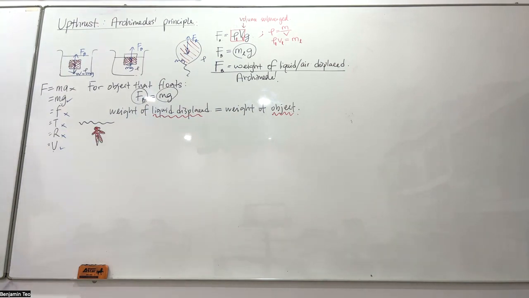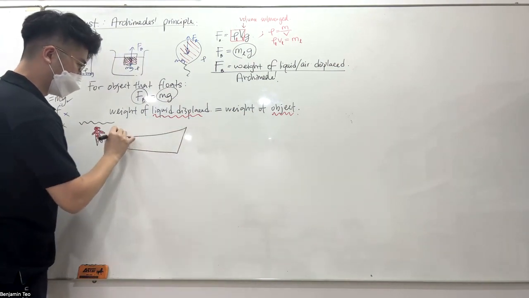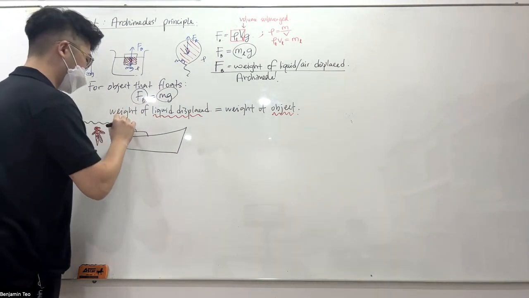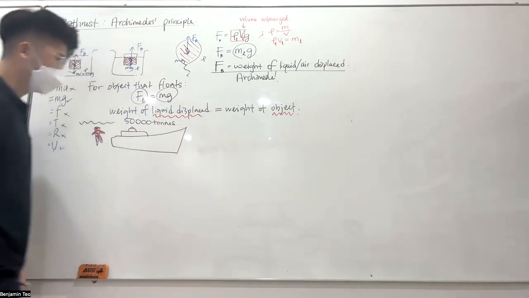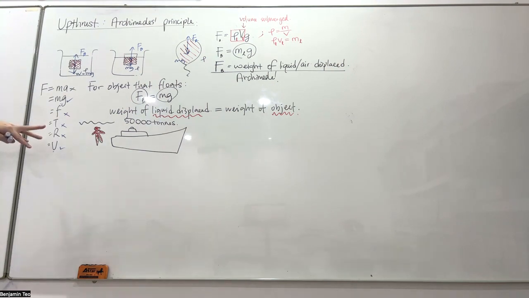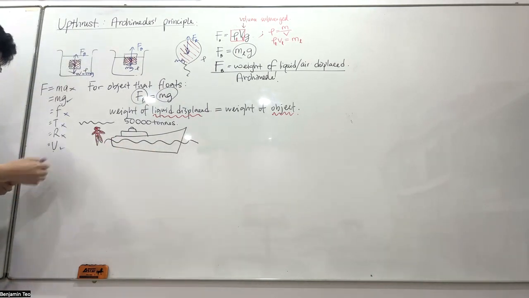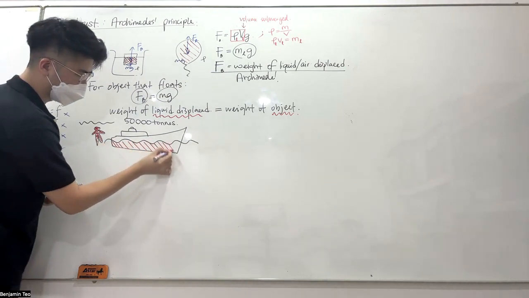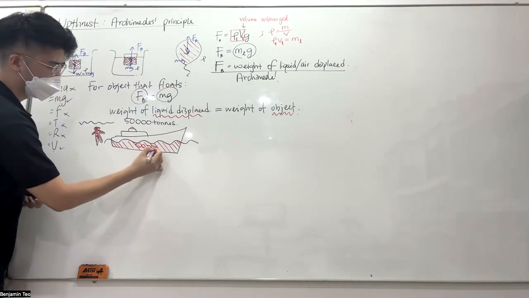I'll give you another example. Okay, let's say this is a container ship with a mass of, let's say, 50,000 tons. If the ship wants to float, then it has to make sure what? The weight it displaces, this volume. If you take this volume of water and go and measure the weight, this must equal 50,000 tons.